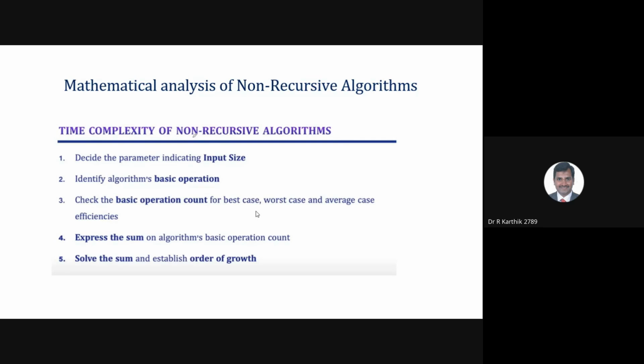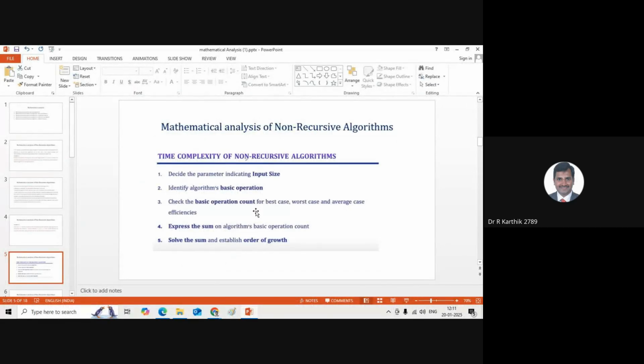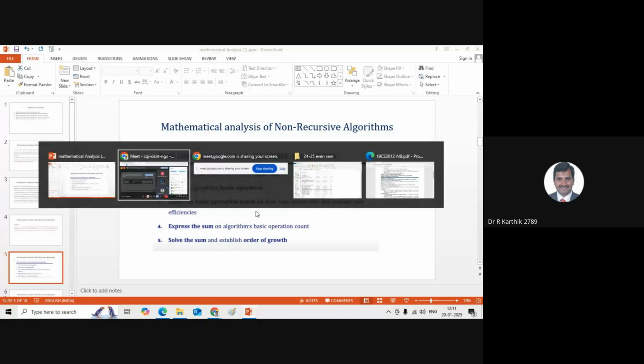Executed to calculate the case efficiencies. After that, we have to go with the summation operation. Then we have to solve that summation and establish the order of growth. This is the general plan we have discussed in our physical session.